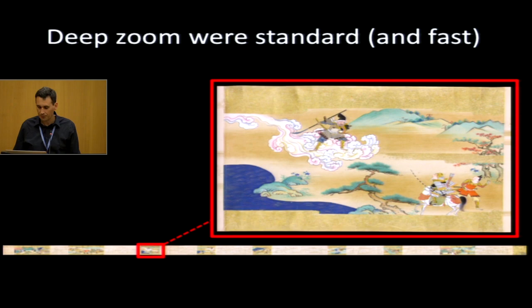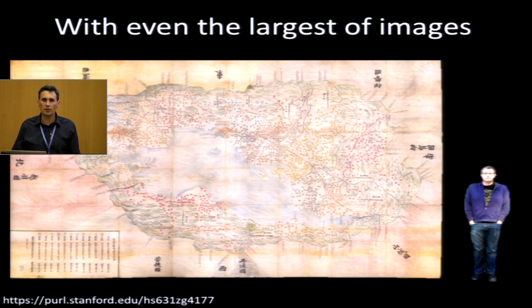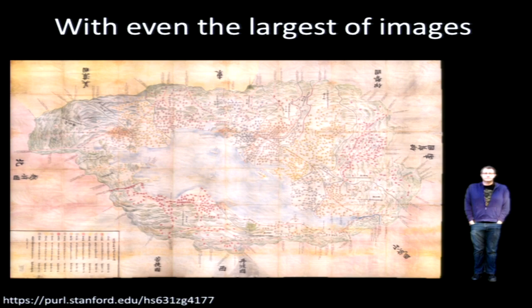I mentioned size. We deal in large images, and this is an example of both a large image and a very large real-world object. This is a Japanese tax map from the 19th century, and the gentleman standing in the corner is Wayne Vanderkeel, who is our lead photographer at Stanford. Wayne is about 6'4" tall, a little bit over 2 meters. So this map is 2 Waynes by 3 Waynes in size.